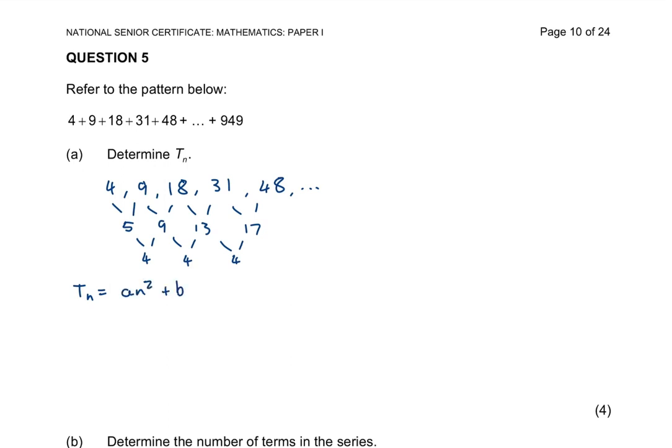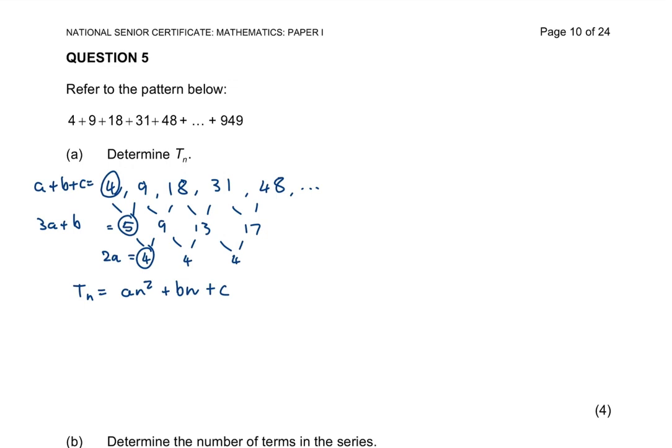Tn is equal to an squared plus bn plus c. Now, we need to find our coefficients, a, b, and c. So we know that our constant second difference is going to be equal to 2 times the coefficient a. We know that the first term of our first difference sequence, all of these terms, is 5, and that must be equal to 3a plus b. And then the first term of our sequence must be equal to a plus b plus c.